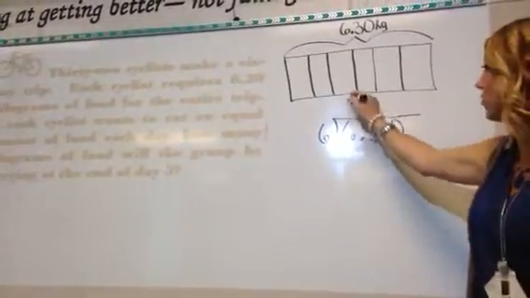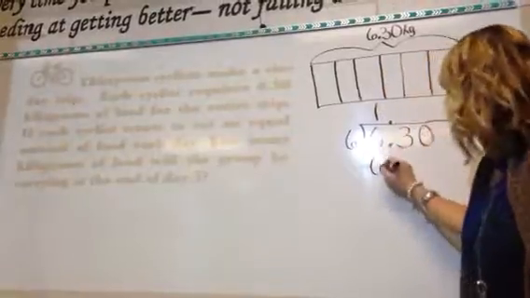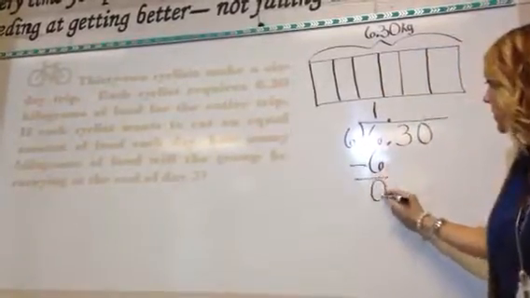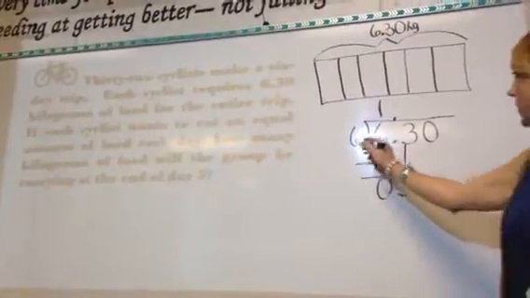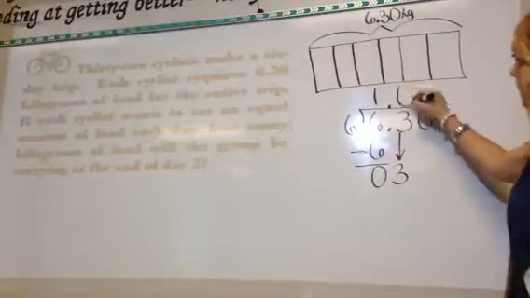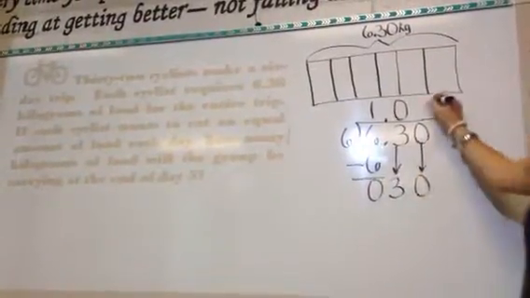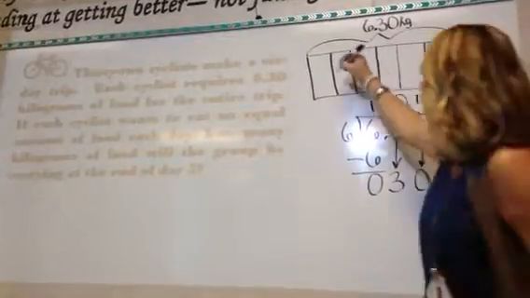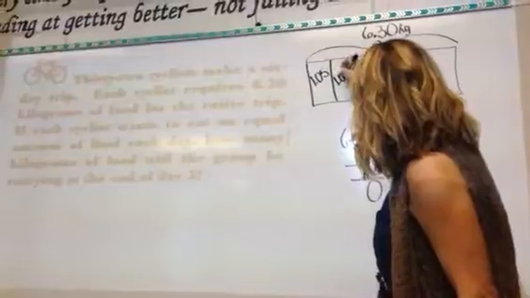6 will go into itself one time. Difference of 0. 0 is smaller than what I'm dividing by, so I'm going to bring down my next amount. 6 will go into 3 how many times? 0. Good. Bring down my next amount. 6 will go into 30 how many times? 5. So each of these would be that they're going to eat this much every single night.